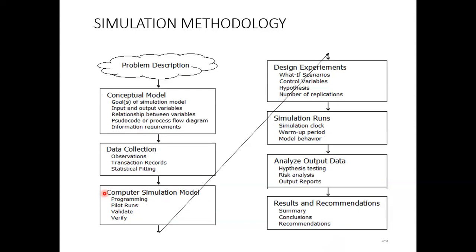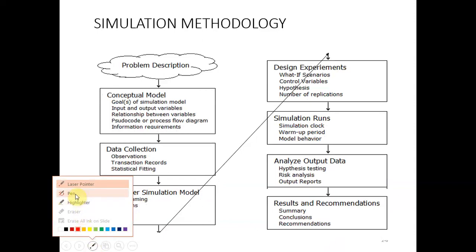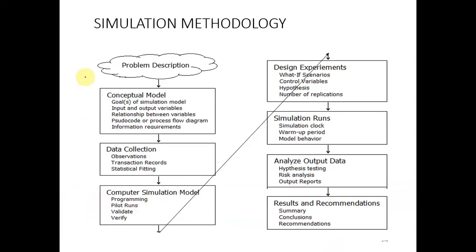So let's look at simulation methodology step by step. The first thing is you have a problem. So you create a conceptual model. What is the goal of your simulation model? What is the output or what is the objective of the simulation model that you are looking at? Once you are clear about the objective, you look at input and output variables.